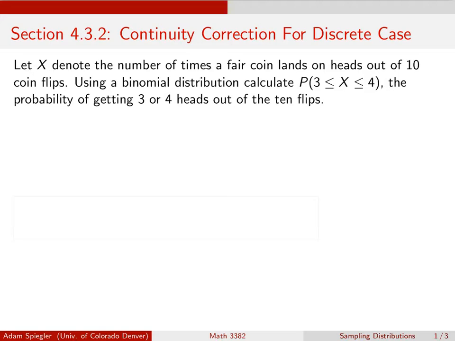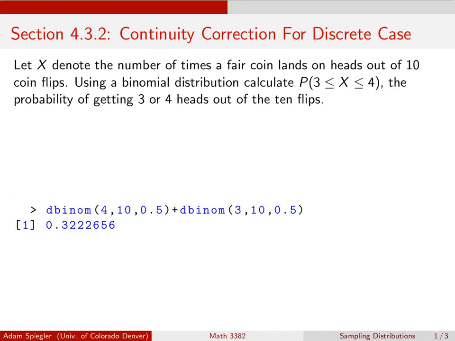So let's imagine here that we are flipping a coin 10 times and it's a fair coin, and we want to calculate our success here. X is going to be the number of times we get a head. So if we wanted to find the probability that out of 10 flips we get 3 or 4 heads, then we could use, say, R to calculate this probability precisely.